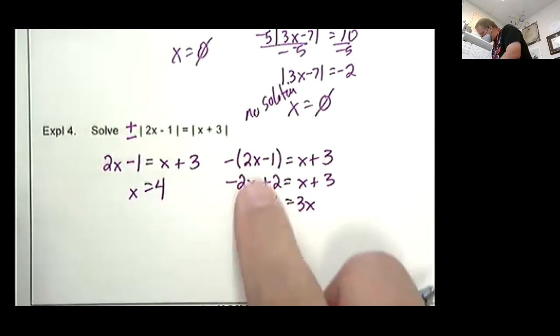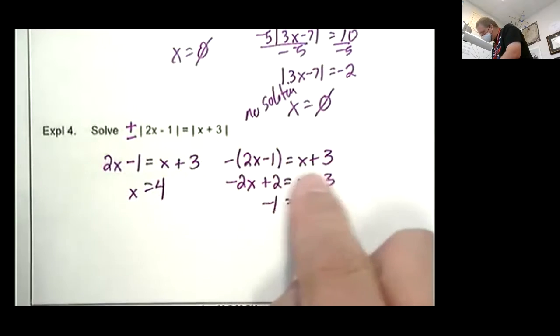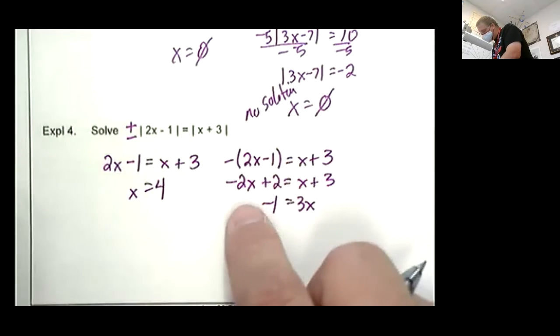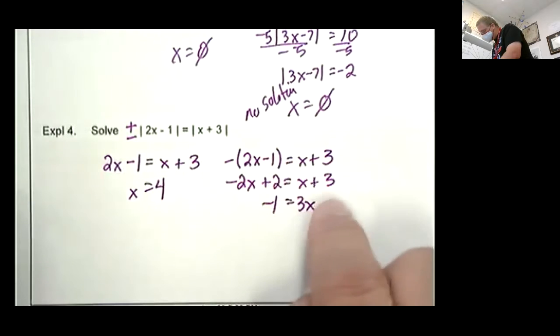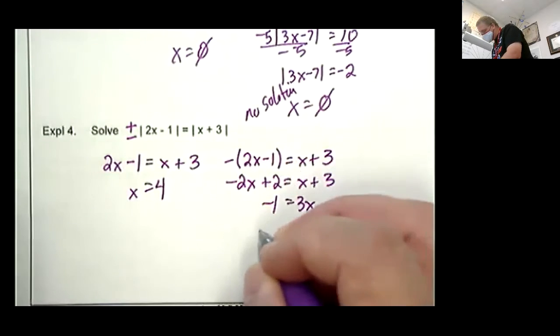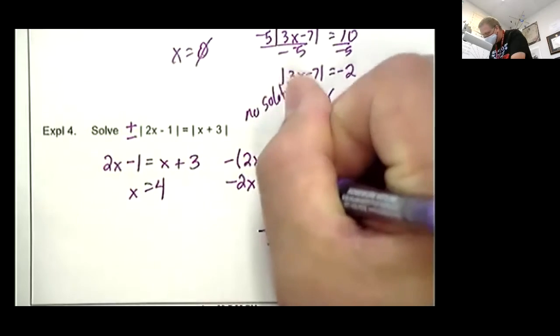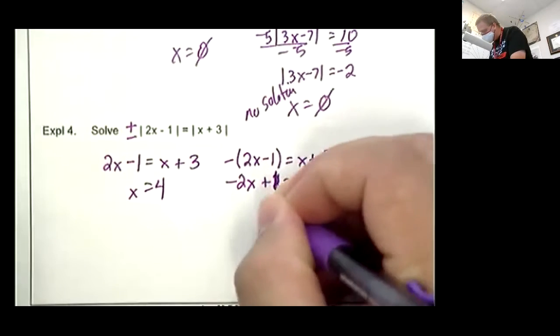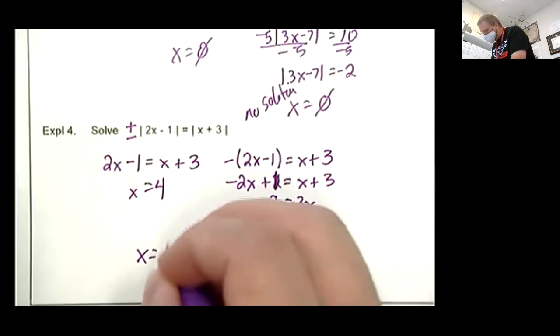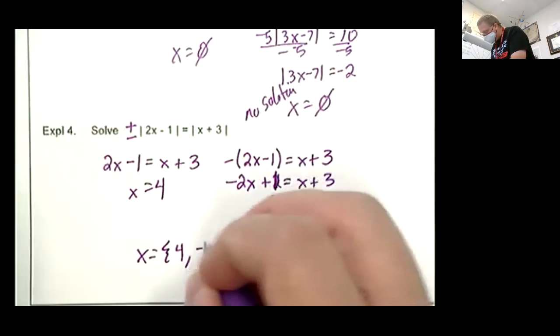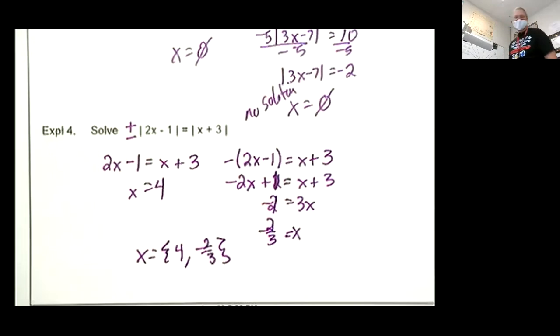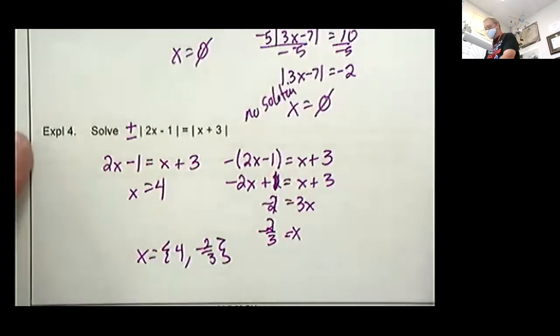Hang on a second. Let me check something. Therefore, x is negative 1/3. Oh, that should be a 1. Sorry. That should be a 1. So this is a negative 2. So we get a negative 2/3. Therefore, the solution set is 4 and negative 2/3. My bad there. Again, there's a check step. The check step would be plug the number back in and see if both sides are the same.